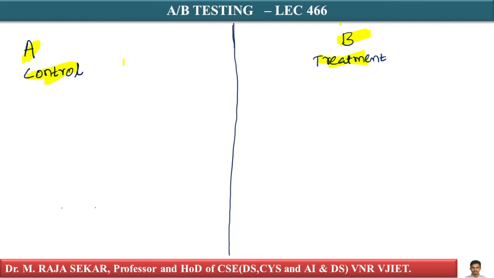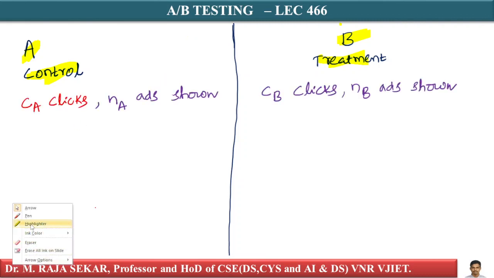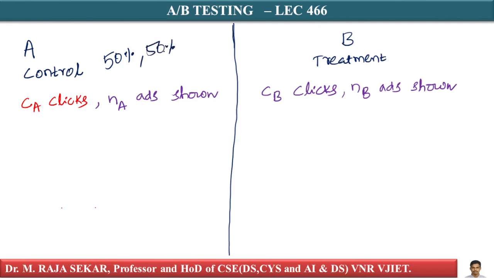I have set A and set B. So I have CA. What is this CA? CA means clicks of A, isn't it? What is NA? NA is ads shown. CB is clicks of B and NB is ads shown for B. Because we are not splitting the data 50%, 50%. That's what we discussed in our previous lecture, isn't it?